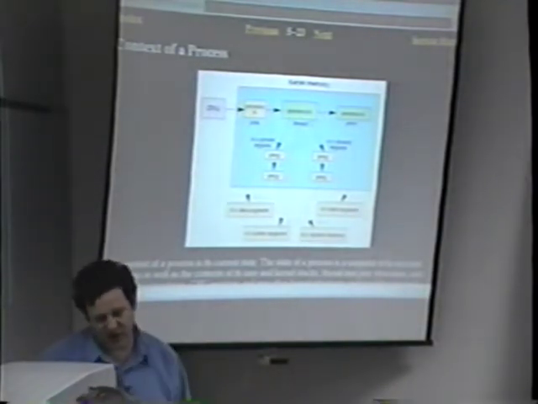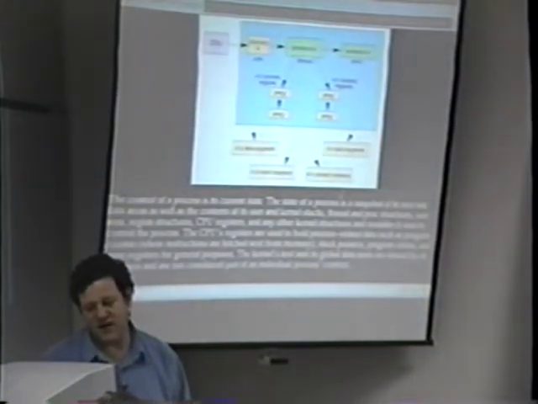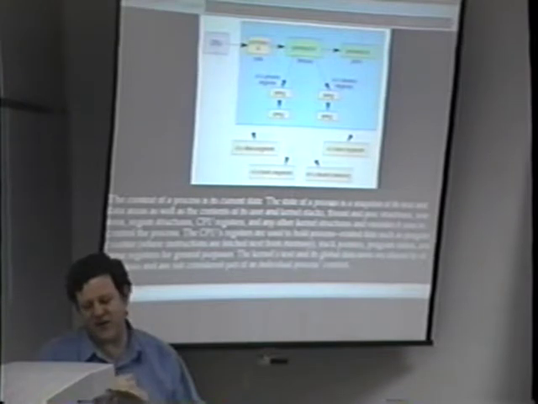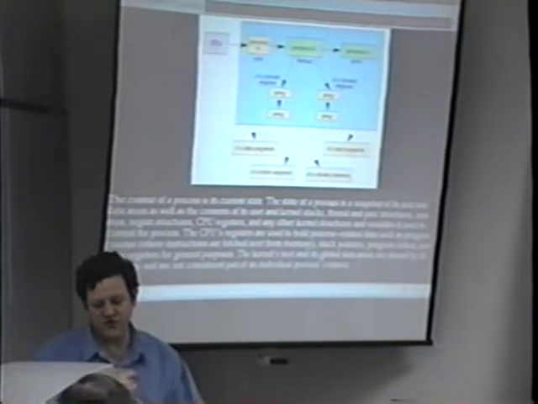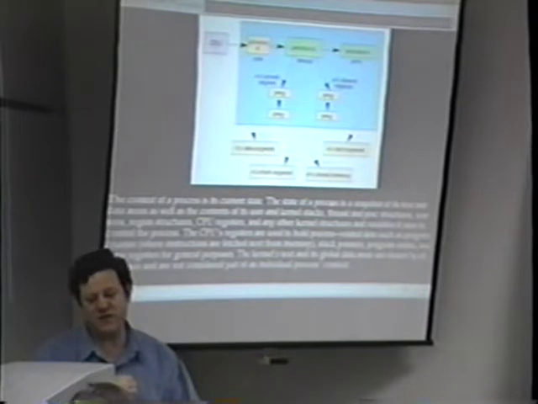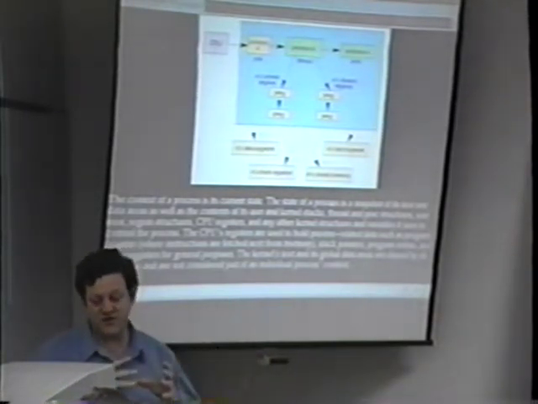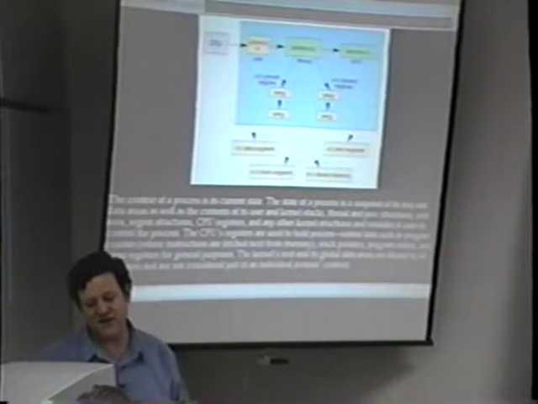So, context of a process. The context of a process is its current state. The state is basically a snapshot of its text and data areas. It also has to have information about the user and kernel stacks, the thread structure, and the proc structure. And then there's the user area, region structures, and then the internal structures like the CPU register contents, and various other kernel structures that help tie this process together to the system. And again, the kernel's text and global data areas are shared by all processes and not considered part of the individual process context.